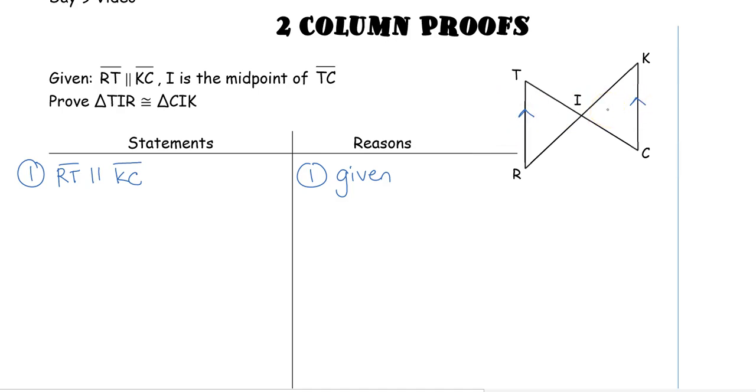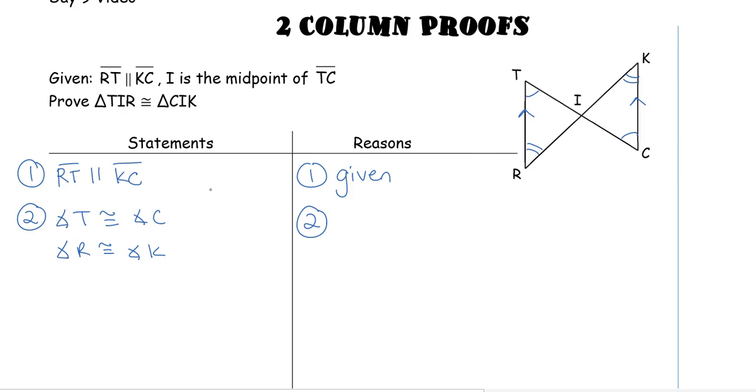Then we're going to draw a conclusion on that given information. So the fact that I know those lines are parallel, that's going to give me additional information. Because the lines are parallel, I'm going to know that some angles are congruent. I know that angle T and angle C are congruent to each other. And right now I'm just drawing conclusions. I also know that angle R and angle K are congruent. So that's the conclusion I'm drawing based on the given fact that my lines are parallel.